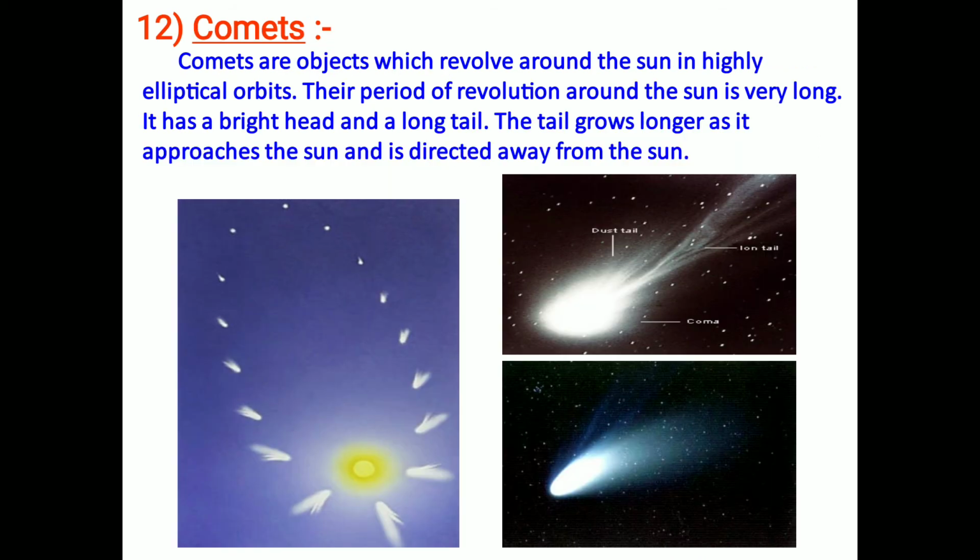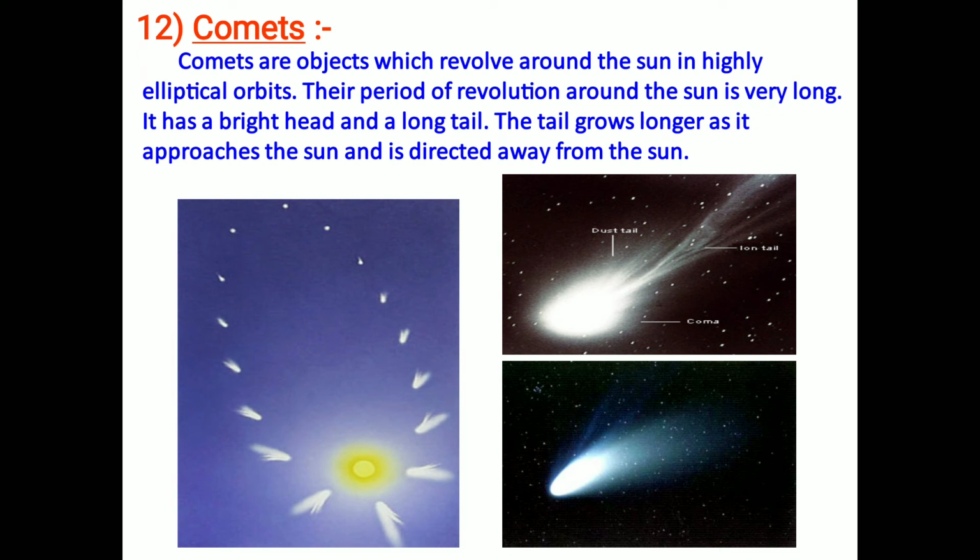Next is comets. Comets are objects which revolve around the sun in a highly elliptical orbit. Their period of revolution around the sun is very long. It has a bright head and a long tail. The tail grows longer as it approaches the sun and is directed away from the sun.